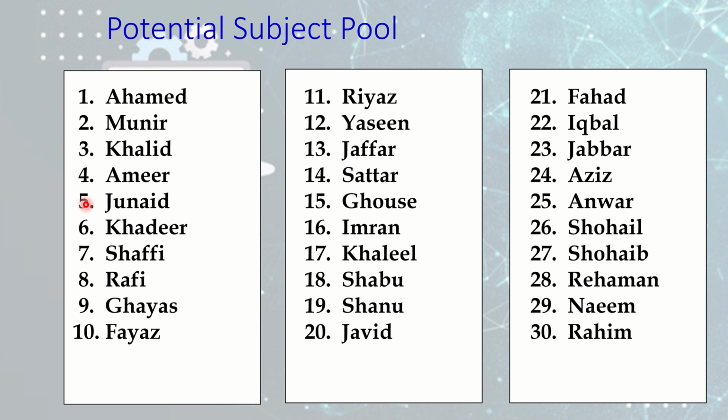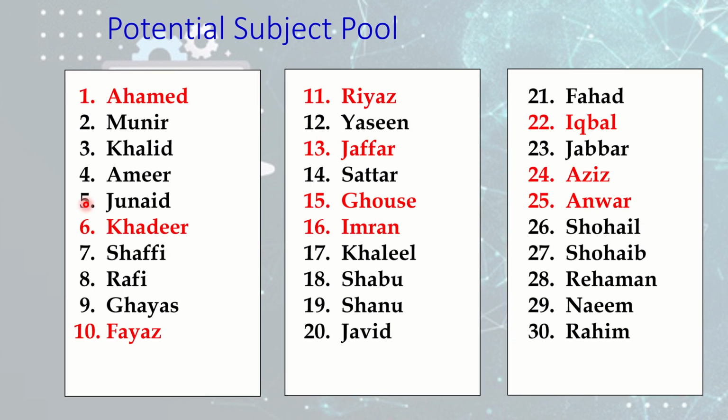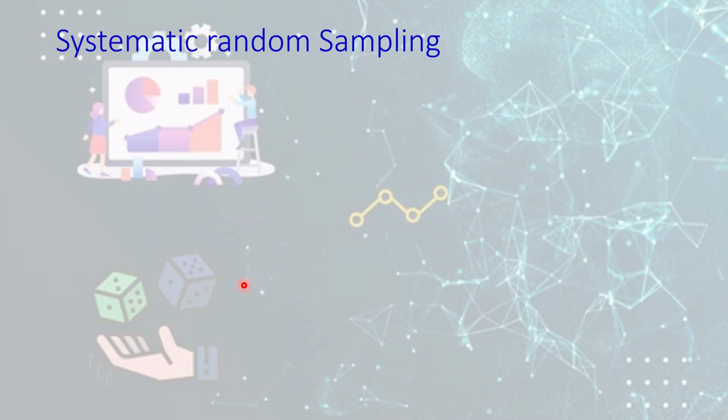You can say 7 is selected, 9 is selected, 10 is selected, then 18 is selected, 23, 24, 27 are selected to have a random sample of size 10. Another example for this: you can see the red color names are selected as sample points. So you see Ahmed is selected, Qadir is selected, Fayaz, and so on. You can say 1 number, 6 number, 10 number, 11, and so on are selected. So that's a sample of size 10.